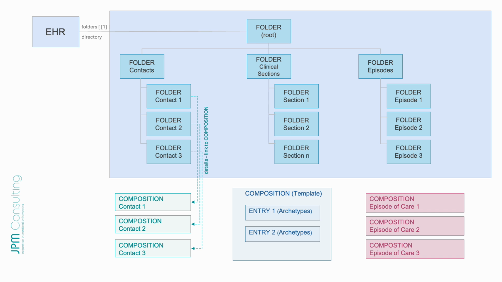First, we link the contacts. Because folders are archetypable, we can store an explicit reference in the folder that points to the composition representing that contact. Each composition containing a medical record entry is then referenced in the corresponding folder. For episodes of care, we do the same. The folder created for each episode is linked to the composition that represents that episode.